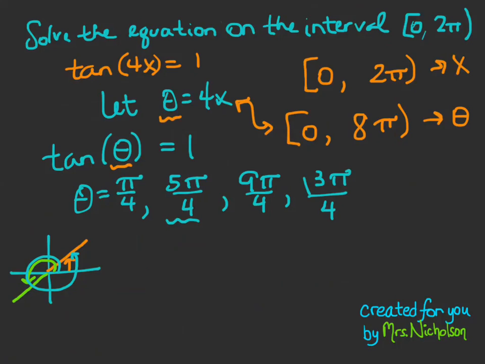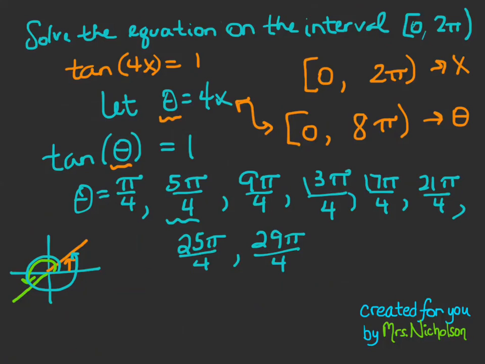So now if I've added 2 pi once, this means that I've got my choices between 0 and 4 pi, but I still need to go all the way out to 8 pi. So I'm going to add 2 pi again to both of those and get 17 pi over 4 and 21 pi over 4. So now I've gone up through 6 pi. So I need to do this one more time. 25 pi over 4 and 29 pi over 4. And that finally gets me up to 8 pi.